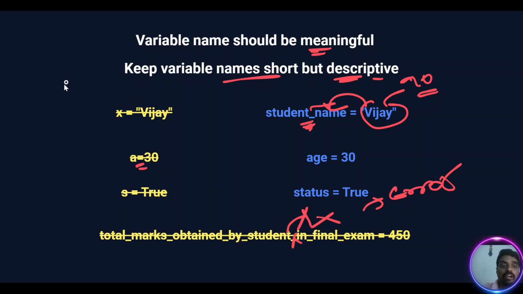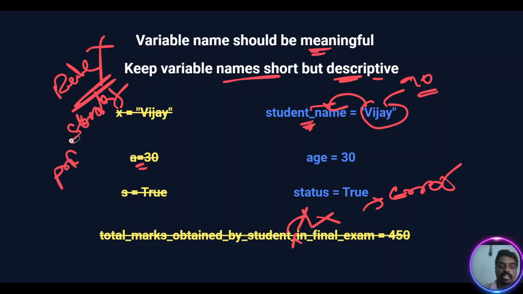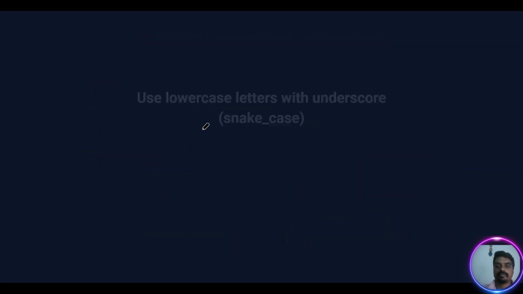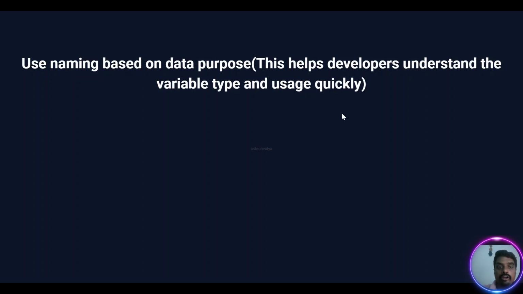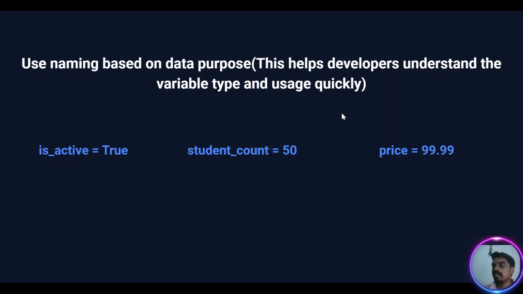Again, these are not rules of programming. These are standard guidelines and professional rules. Next, use lowercase letters with underscore. We have already covered it. You can use uppercase first also, but professionally in Python we use lowercase letters. And use names based on the data's purpose, meaningful and descriptive, like is_active, student_count, price. That's it. This is nothing but an identifier.